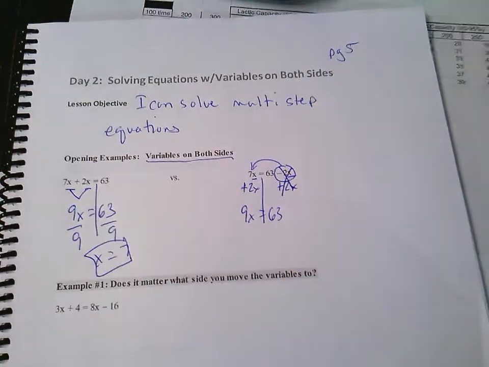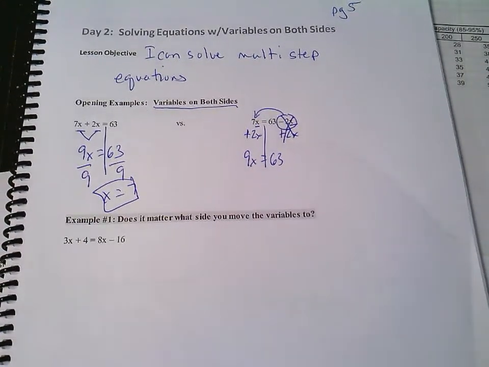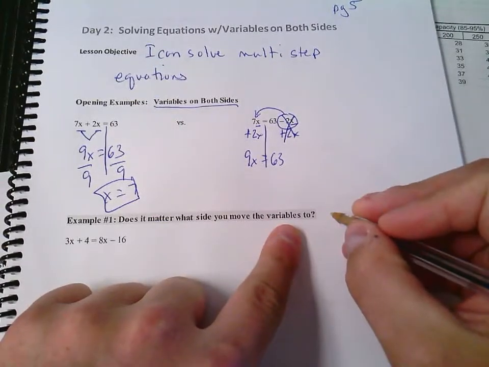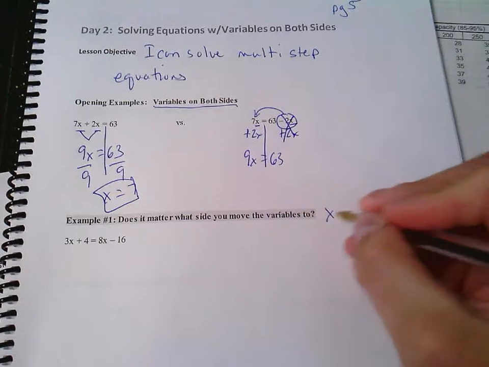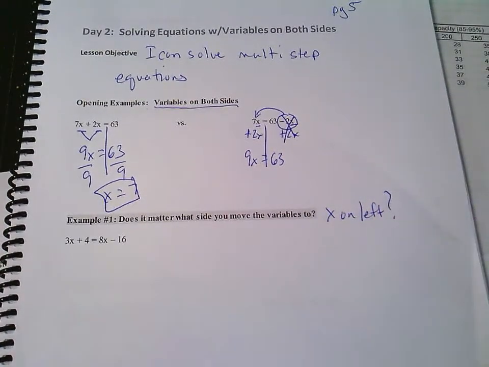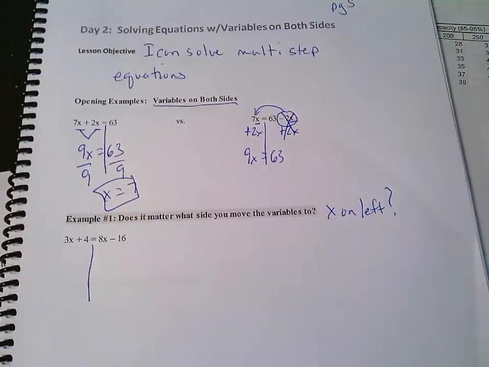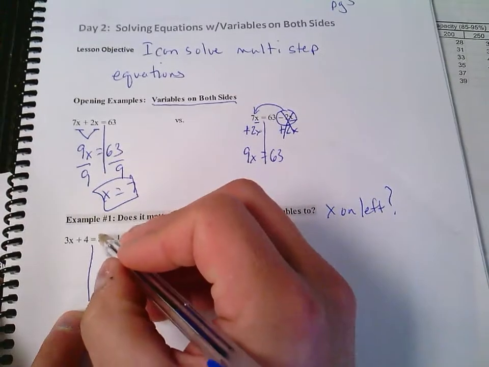in our first example here, we're going to talk about, does it matter what side you move the variables to? Because I know most of you are probably going to want to move the variables so that you have the x on the left side. X on left, I'm going to put a question mark. All right, so we're going to look at this equation. And let's say, line down the equal sign. This becomes more and more important as we get more complicated equations. So I'm going to move the variable from one side to the other.